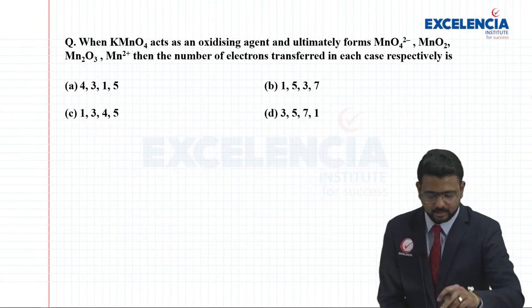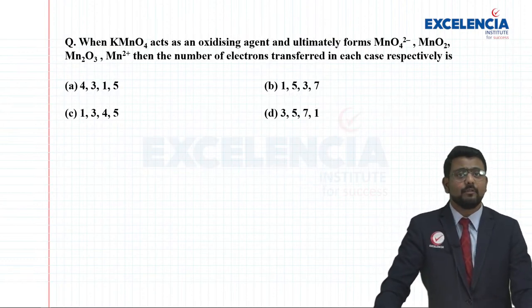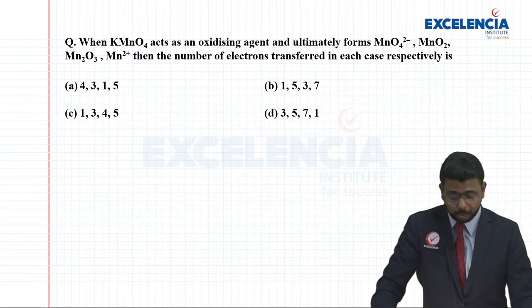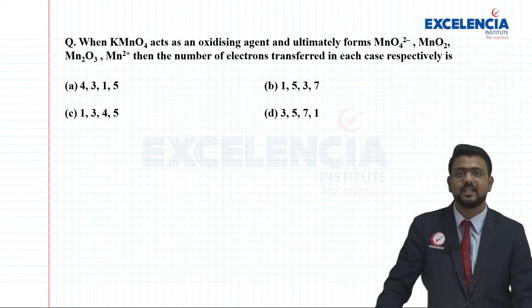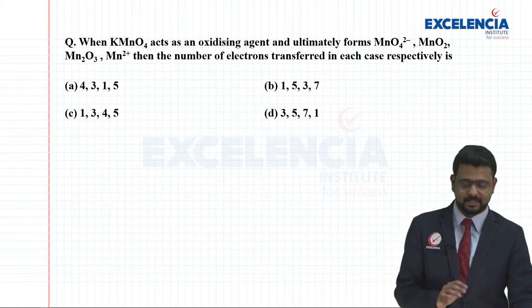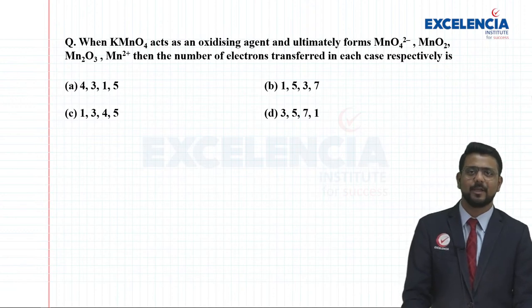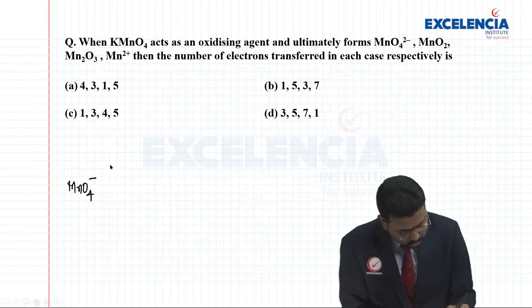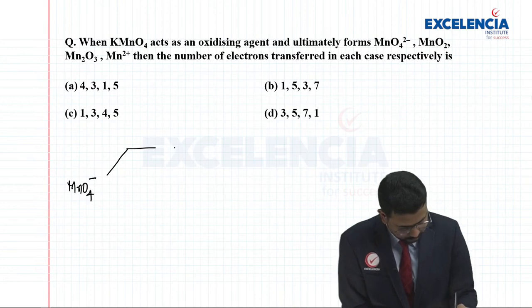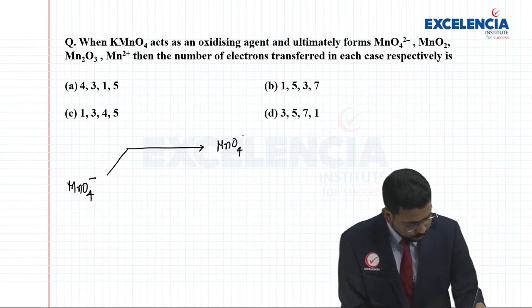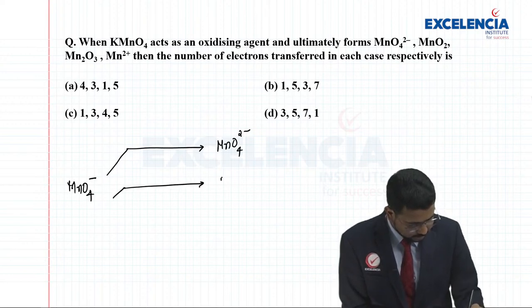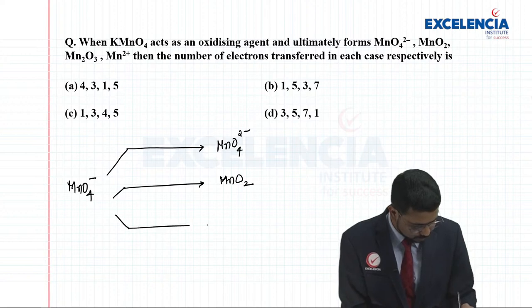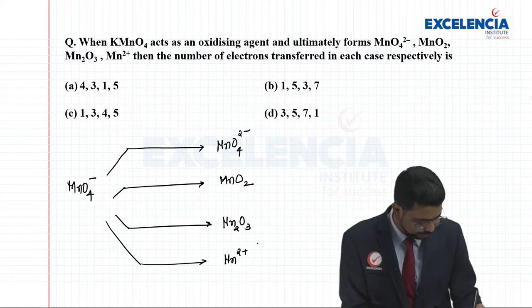Okay, so moving on with the next part here, next question. When KMnO4 acts as an oxidizing agent and ultimately forms MnO4 2-, MnO2, Mn2O3 and Mn2+, then the number of electrons transferred in each case, they have given you certain numbers here. Okay, so let's have a quick look here that MnO4- is changing into different substances here. So very first here could be MnO4 2-, next is MnO2, you have Mn2O3, and finally you have Mn2+, right?